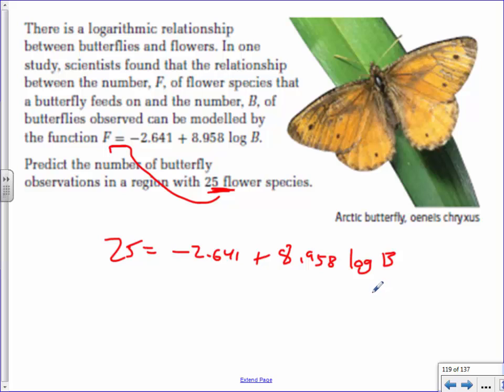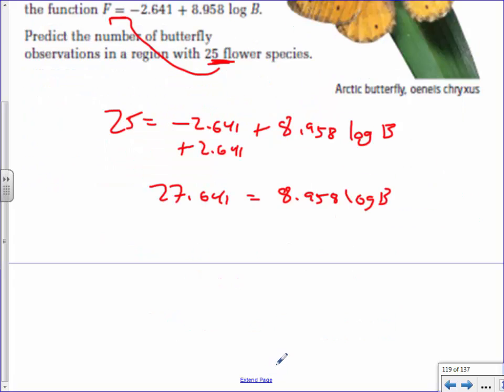Isolate for B. Okay. So how do I do that? Add 2.641 to both sides, so that'll be 27.641. It'll equal 8.958 log B. Divide. Yep. Divide by 8.958.